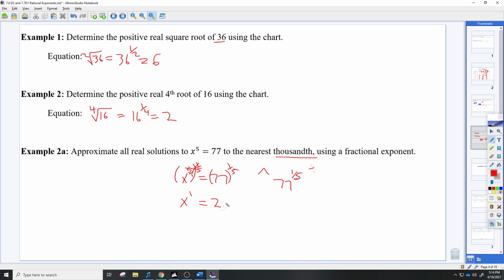So I end up getting 2.383. And then we're going to round to 3 decimal places. So that 3 is going to round up to a 4. There it is. Notice you'll get the same thing as if you used the 5th root of 77. You can do that as well. But right now we're just using fraction exponents.